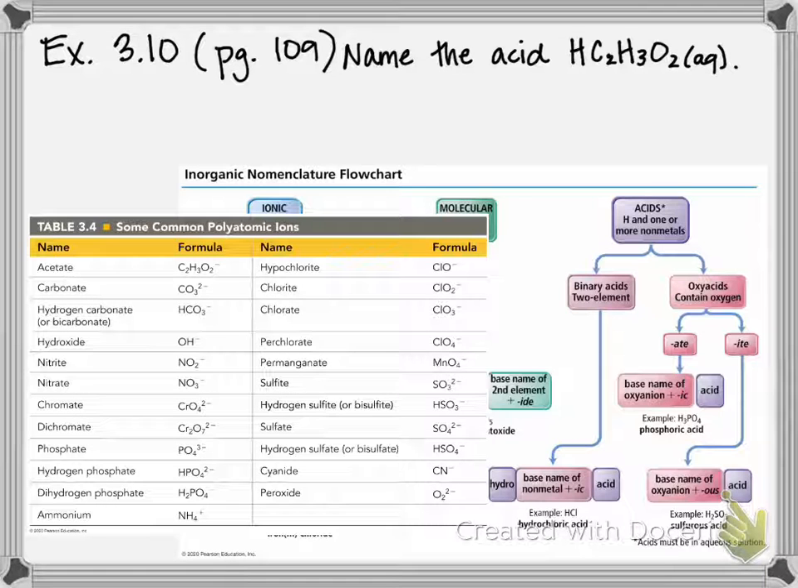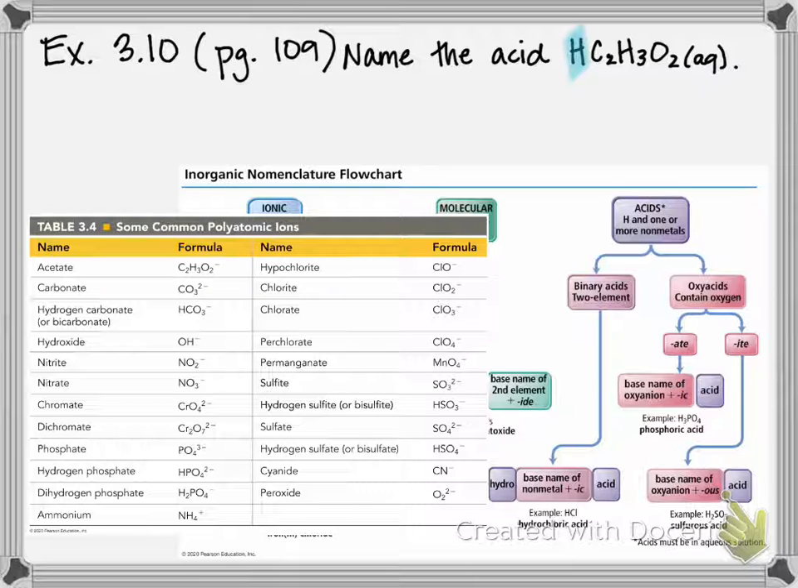This is example 3.10 on page 109 of our textbooks. And here we're going to learn how to name the other type of acid, an oxyacid. So remember, the way that we recognize an acid is that it starts with an H. So here we have the acid HC2H3O2. It's, remember, in the aqueous phase because all acids are. It just means that it's dissolved in water.